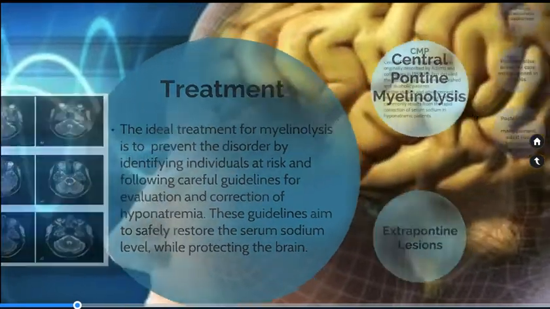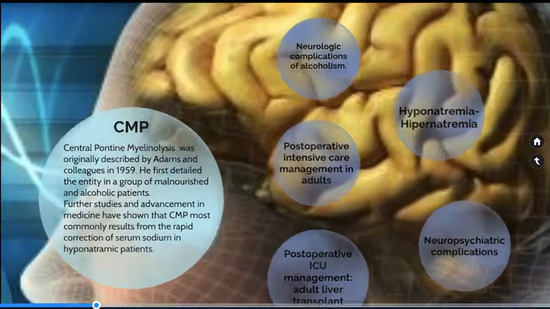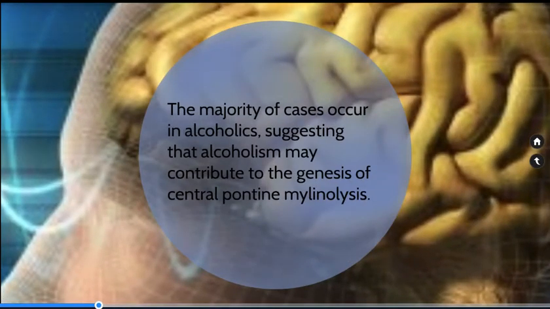Central pontine myelinolysis (CPM). Central pontine myelinolysis was originally described by Adams and colleagues in 1959. He first detailed the disease in a group of malnourished and alcoholic patients. Future studies and advances in medicine have shown that CPM most commonly results from the rapid correction of serum sodium in hyponatremic patients. Neurologic complications of alcoholism. The majority of cases occur in alcoholism, suggesting that alcoholism may contribute to the genesis of central pontine myelinolysis.